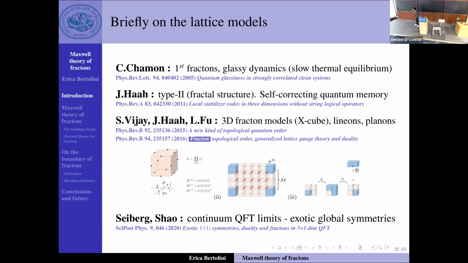Okay. And well, subsequently, the type 2 fracton models, so just the purely fracton particles, were developed by Haah in this paper for the self-correcting quantum memories. And finally, the prototypical model of the type 1 fractons, the X cubed model, was developed in 2015, 2016.